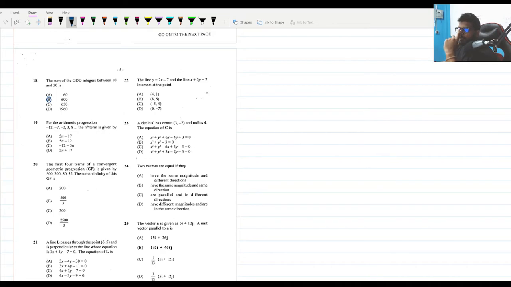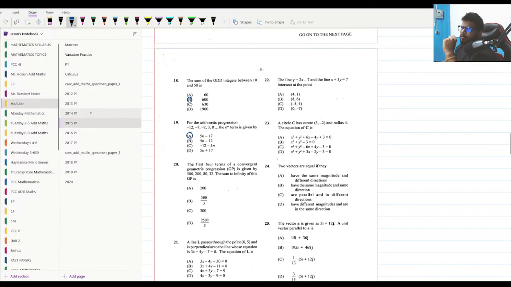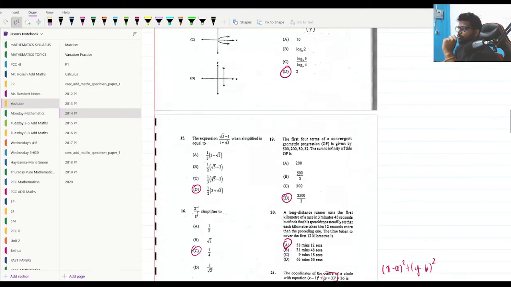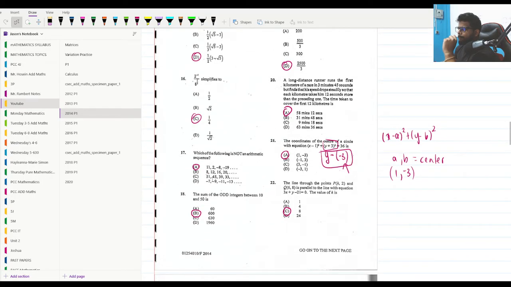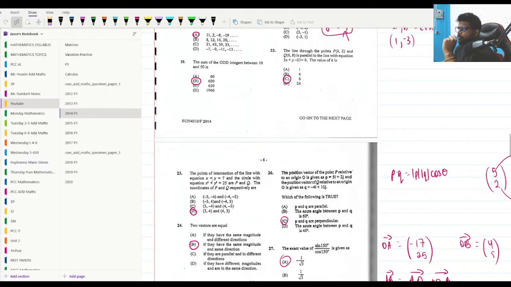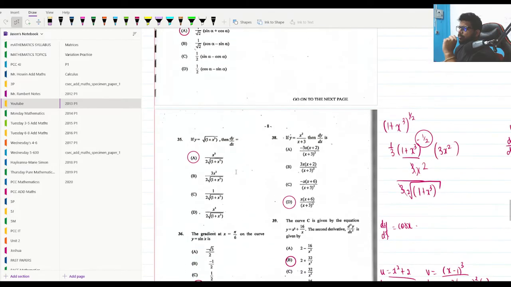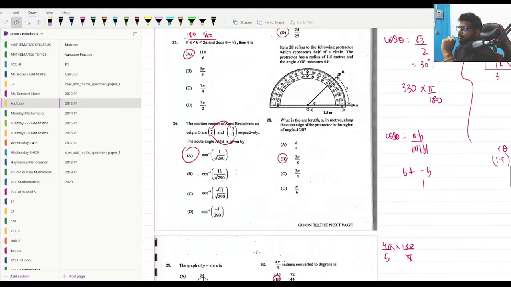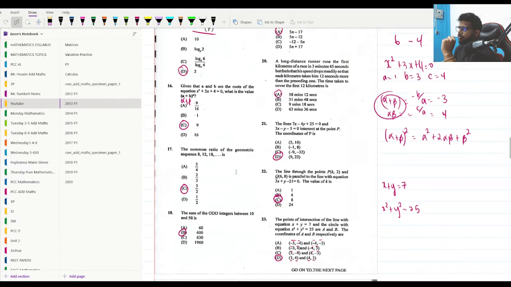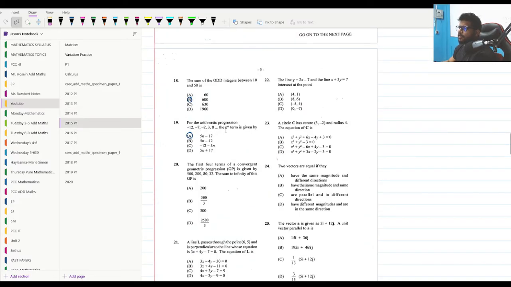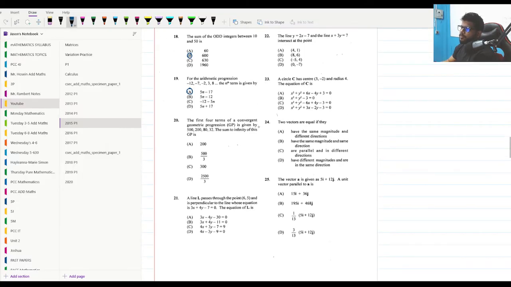For the AP, the nth term is given by, I think this was 5n minus 17. Let's check it over. Was it this one? It wasn't. It was 2013. Was it 2013? Yeah. 5n minus 17. Minus 12, minus 7, minus 2, 3, 8. Alright, 2500 over 3 for this one here.